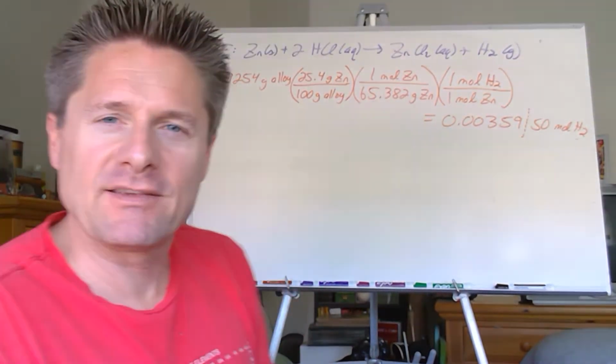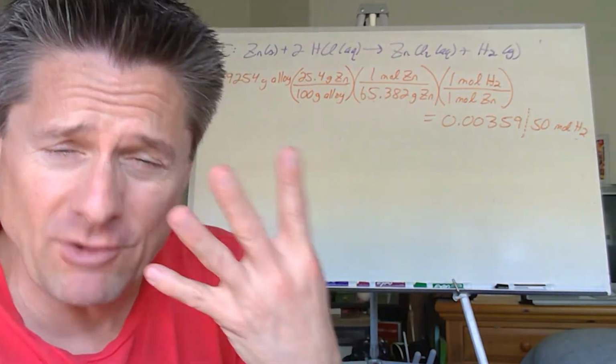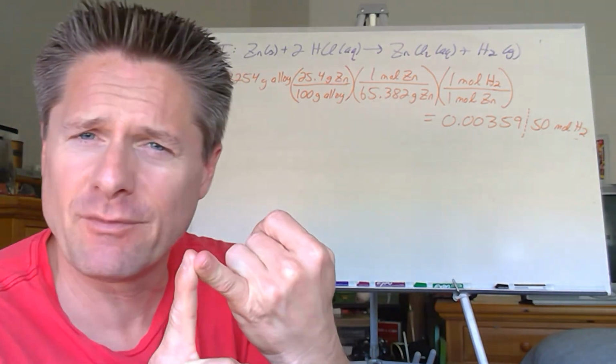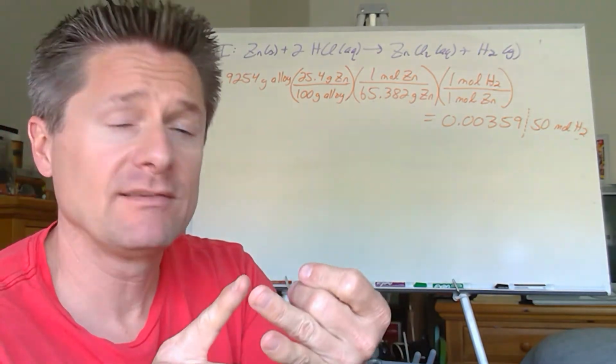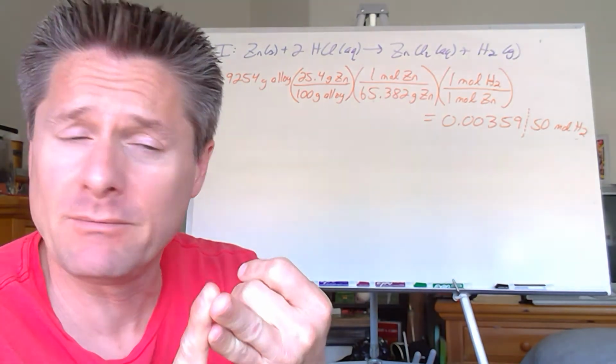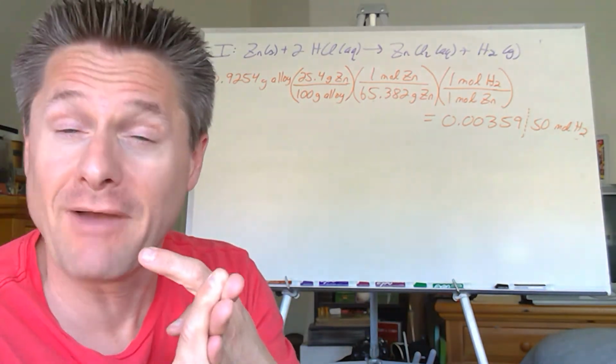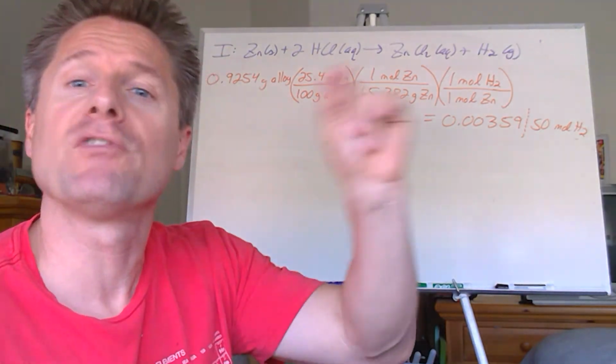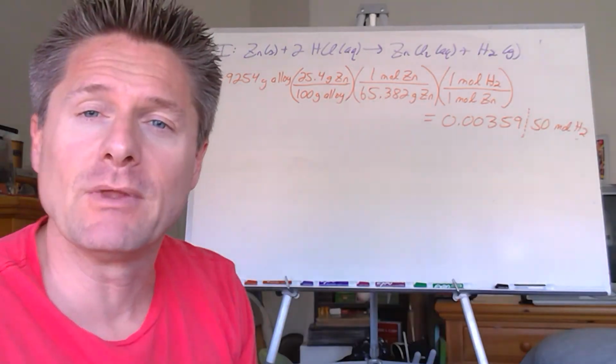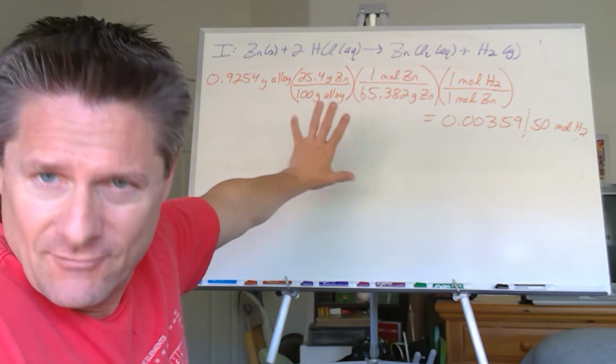How's your first part of this going? It's like I said, it's pretty much a 4-step problem. Step 1, get the moles of hydrogen from the zinc. Step 2, get the moles of hydrogen from the aluminum. Step 3, add those together to get the total moles of hydrogen. And then step 4, convert moles of hydrogen to grams and then to milligrams. So here's one. Let's see if you got the same thing.